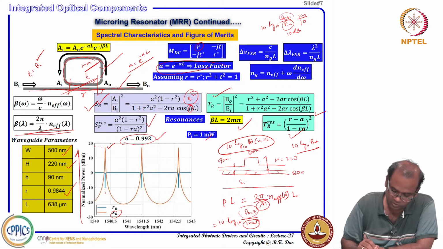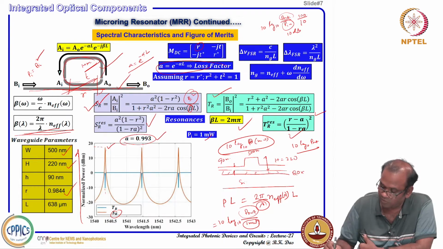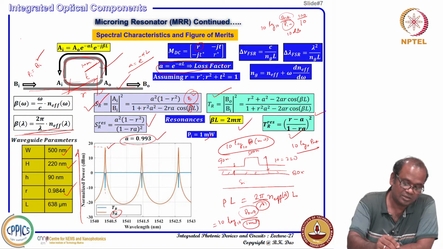Okay. So, here you see if I launch 1 milliwatt power, and express it in dBm, you take log to the base 10 of 1 milliwatt by 1 milliwatt, which is log 10 of 1, that means actually 0, 10 times 0.